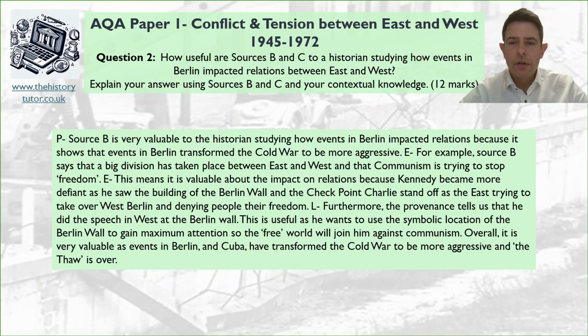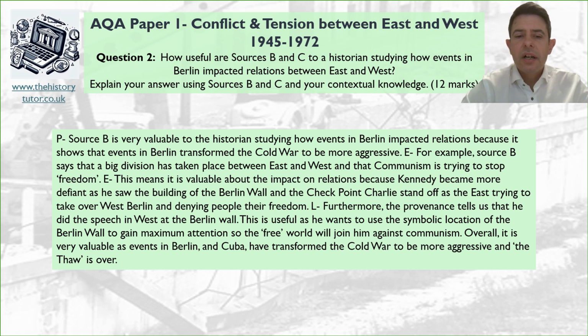Okay, so here's what I've gone for. So furthermore, the provenance tells us that he did the speech in the West, actually in Berlin, next to the Berlin Wall. This is useful as he wants to use the symbolic location of the Berlin Wall to gain maximum attention so the free world will join him against communism. So overall, it's very valuable as events in Berlin and Cuba have transformed the Cold War to be more aggressive and the thaw is over.